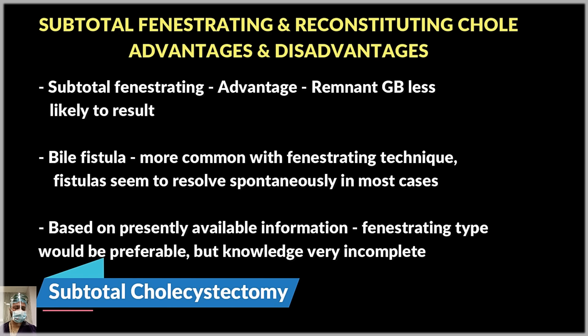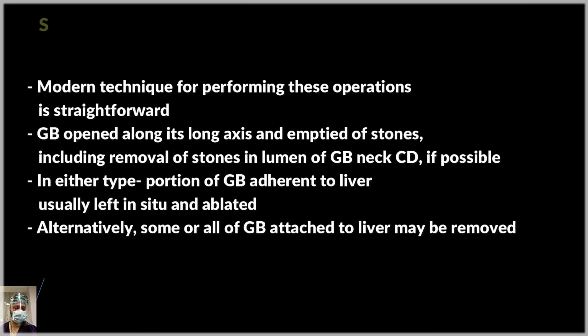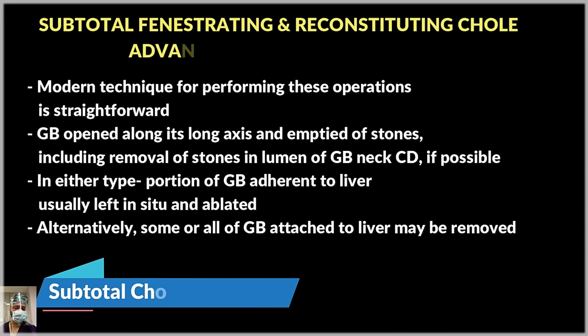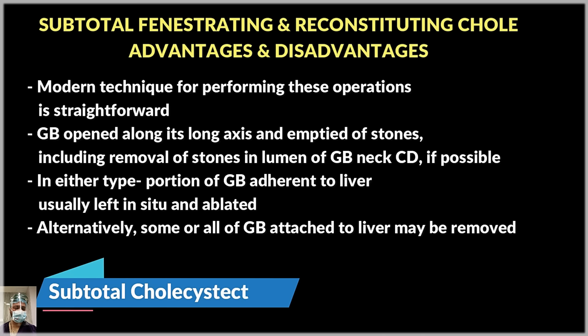And based on the presently available information, the fenestrating type is preferable because there is a lesser chance of remnant GB syndrome and recurrent cholecystolithiasis. But there are no clear-cut data, and our knowledge about this procedure is limited. Now, the technique or tips to do subtotal cholecystectomy: if we think the critical view of safety is not possible, or it is too dangerous to venture into the area of the hepatocystic triangle, then the technique is that we lay open the GB, the anterior wall of the GB is opened till the lower one third. All the stones and sludge are removed, including in the GB neck and cystic duct.